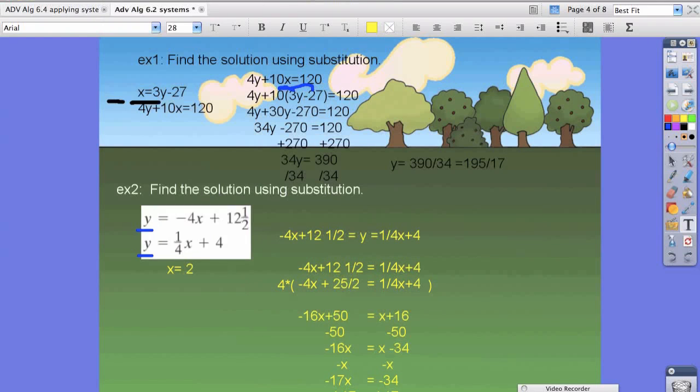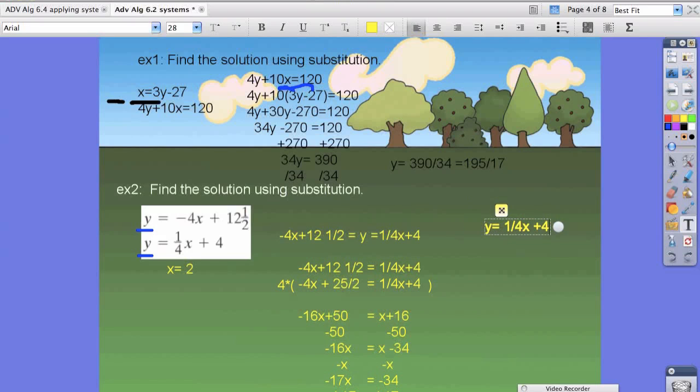Let me fix that really quick. There you go. Now, when we try to solve for y, you can choose either equation, the top equation or the bottom equation. It doesn't really matter. But what you do want to do is pick the one that looks easiest. So we're going to pick the bottom equation. So y equals 1/4 x plus 4.